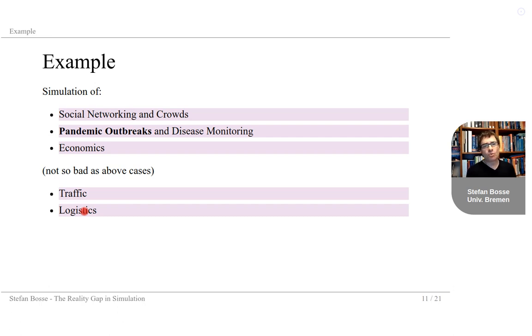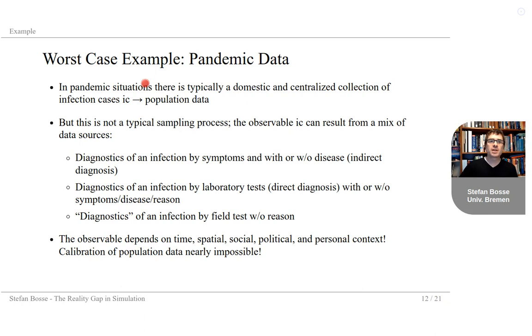Typically in traffic and logistics, you can perform maybe a 100% coverage. I hope a logistics company knows where their items are. Okay, in Germany, the parcel service mostly doesn't know where their packages are. Okay, this is a bad example, but typically in logistics and traffic too, we can reach nearly 100% coverage of the entire entity distribution. So here the worst case example, pandemic data.